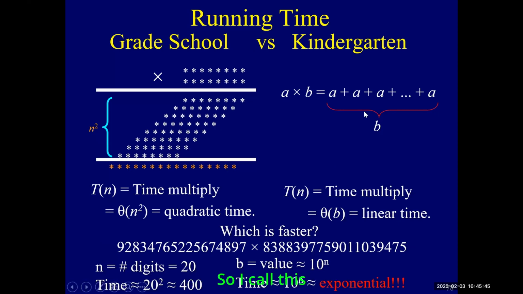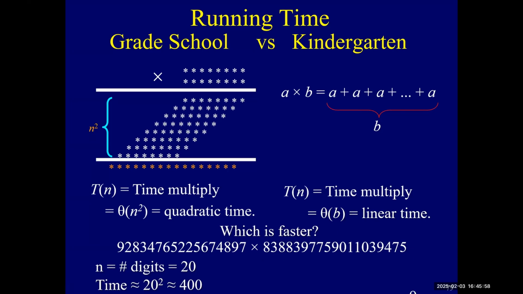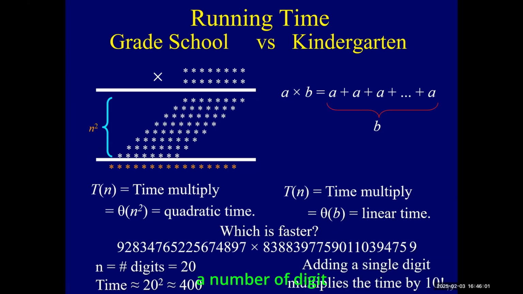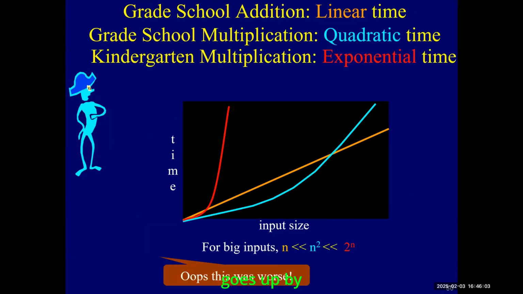So I call this kindergarten algorithm an exponential time algorithm, and that is why it's lousy. Does that make sense? You add a number of digits, and the running time goes up by a factor of 10.